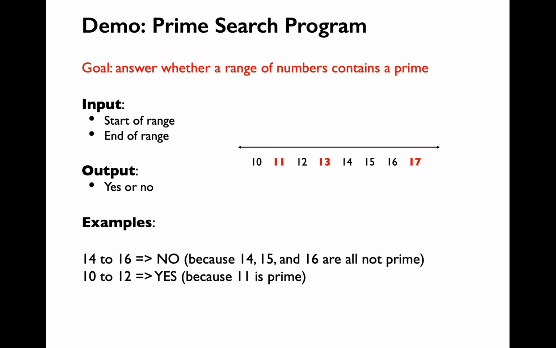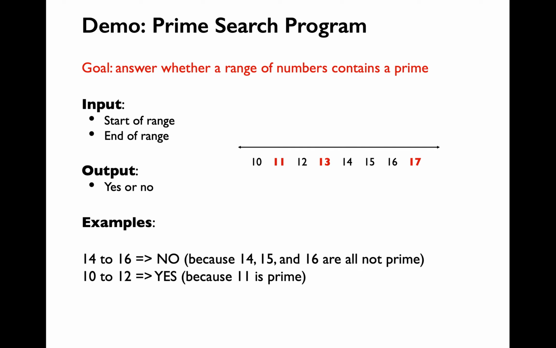Let's go through a demo problem for break. We are going to pick up on part 2 of the prime search program. In part 2, we are going to write a function which takes two inputs. The first is going to be the start of a range and the second is going to be the end of a range. Then the function is going to produce a boolean return value of true or false depending on whether that particular range contains a prime number or not.